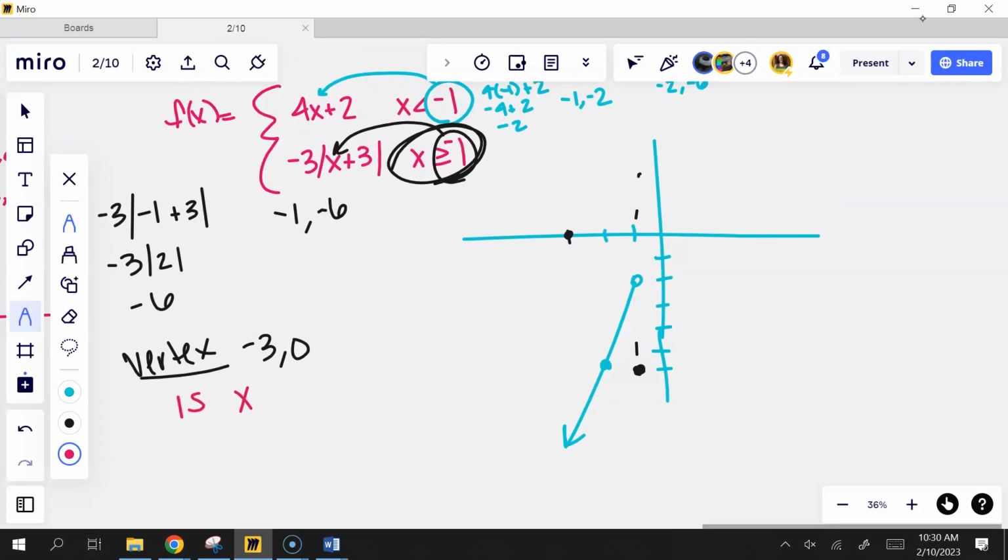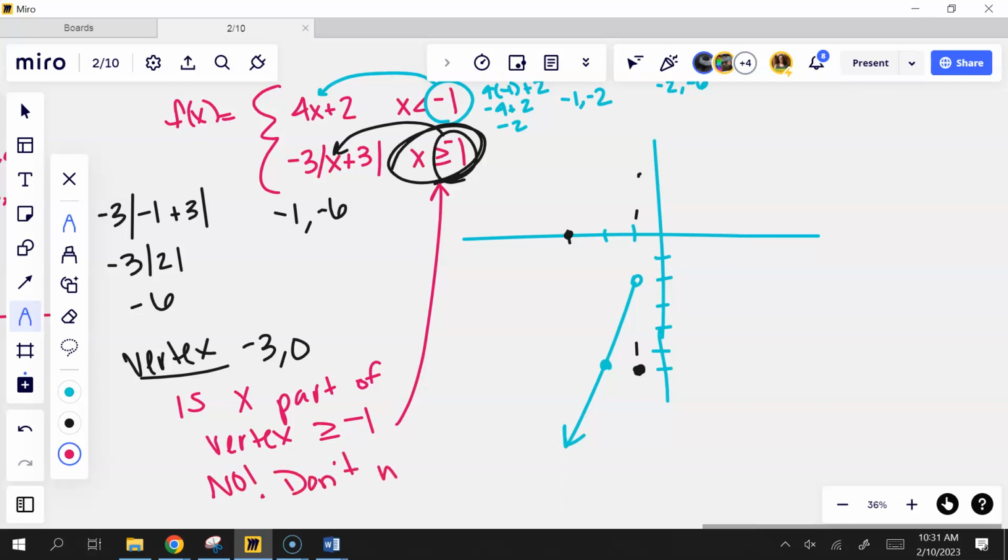Is the x part of the vertex greater than or equal to -1? No. We've already grabbed the top one. Okay, so what do you do if it's not? Well, what would happen? Am I on the right side of the vertex or the left side of the vertex?